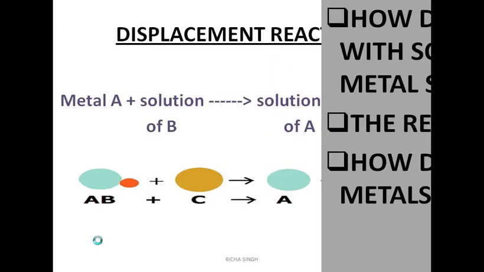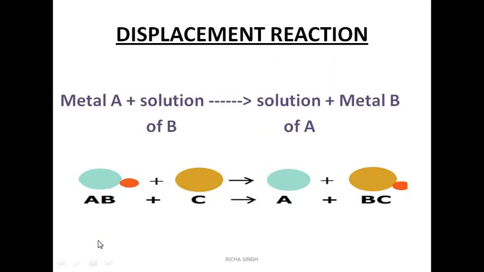This you have studied in lesson number 1 also, that is displacement reaction. A metal which is placed higher in the activity series can displace the metal which occupies a lower position from the aqueous solution of its salt. Okay, this is known as displacement reaction.